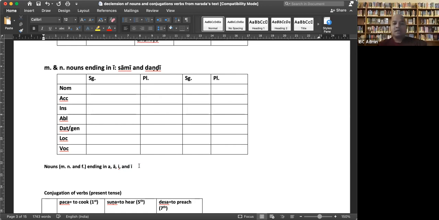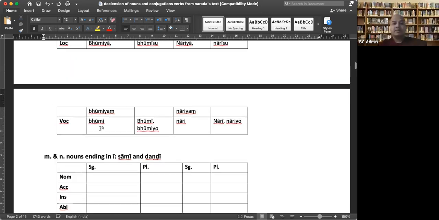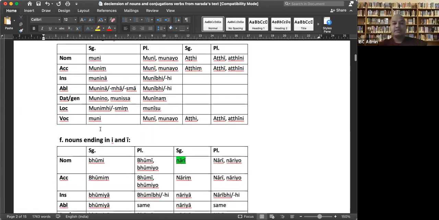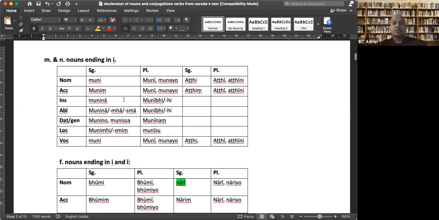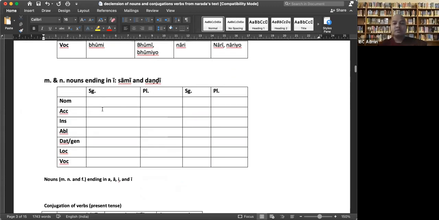But here I have categorized them differently, primarily looking at the similarities of different declensions, as you can see. Masculine and neuter gender nouns ending in short e, feminine gender nouns ending in short e and long e. And now here I'm going to put masculine and neuter gender nouns ending in long e. So 2 examples are given in the text. One is sami, the other is dandi.